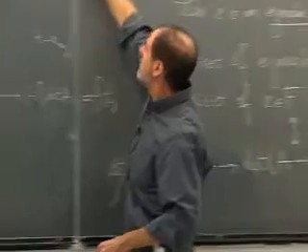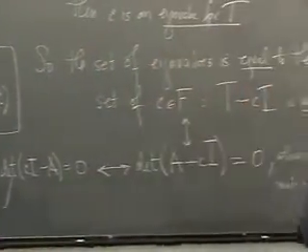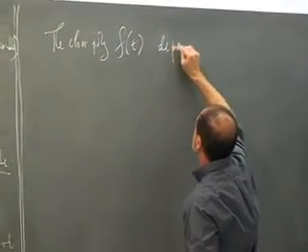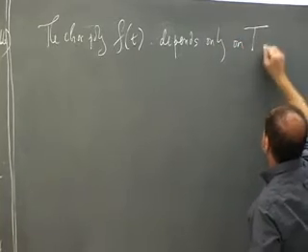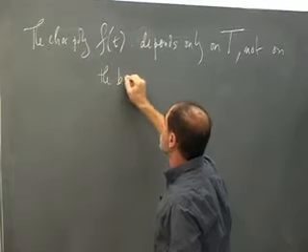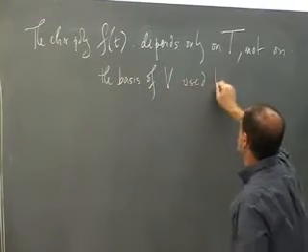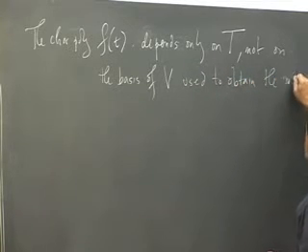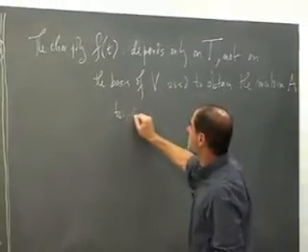All right, so I've gone beyond the quadrant here. I'm supposed to stay within various quadrants, so there's been an extension to dimension X of that quadrant. Okay, the characteristic polynomial f of t depends only on T, not on the basis of V used to obtain the matrix A to calculate it.